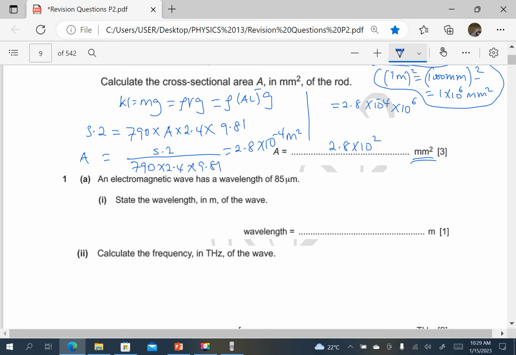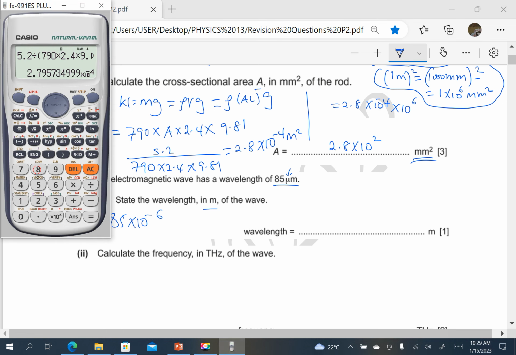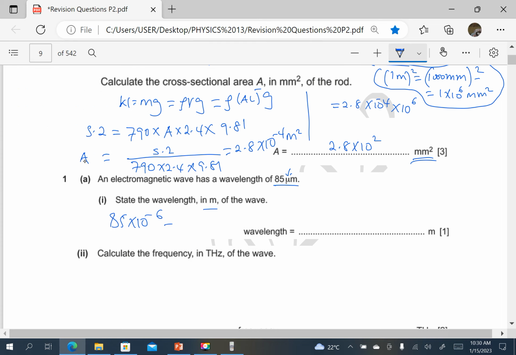An electromagnetic wave has wavelength 85 micrometers. State the wavelength in meters. We have a prefix which is micro. To remove a prefix, we multiply by its value. So that gives us 85 times 10 power negative 6. And if you want to check this on the calculator, you just set 85 exponent negative 6. It is the same as 8.5 times 10 power negative 5.